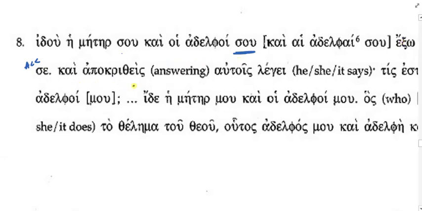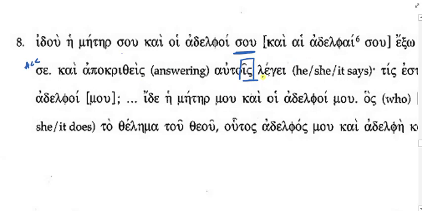Now, kai apokritheis, and answering, he tells you, autois, them. So what case is that? Autois? That's good old dative, right? Dative plural. So why? Because you give an answer to someone. So this is basically an indirect object kind of use.